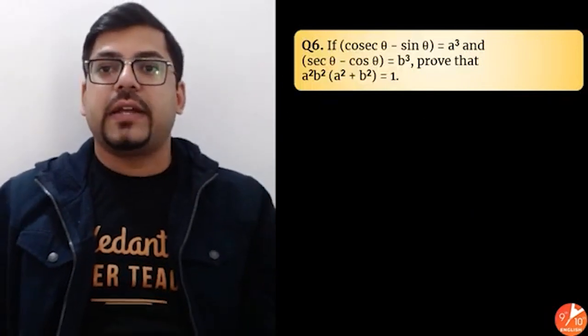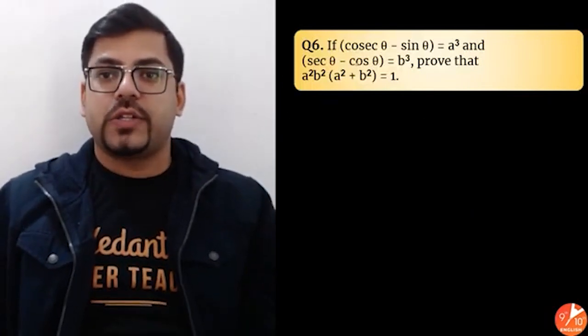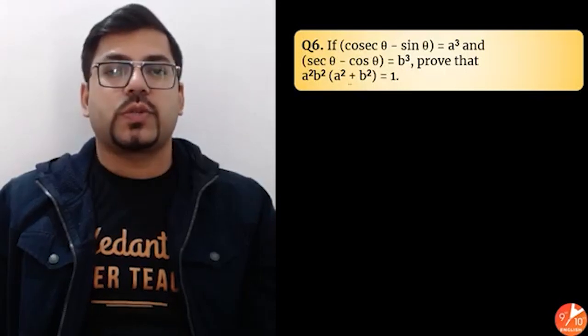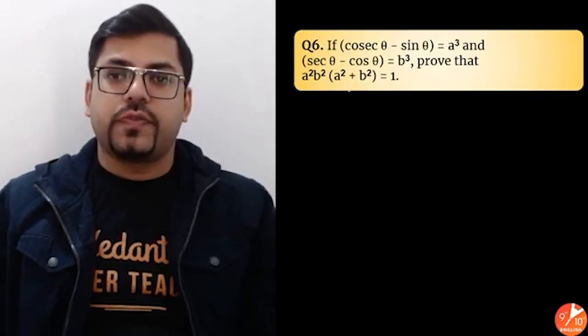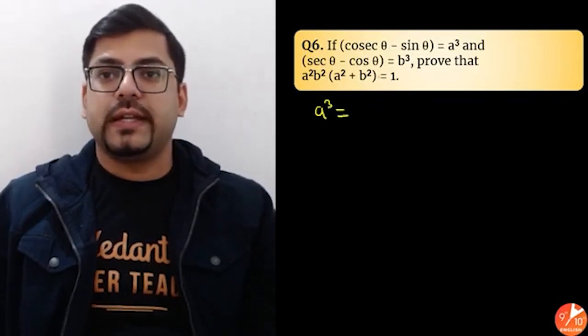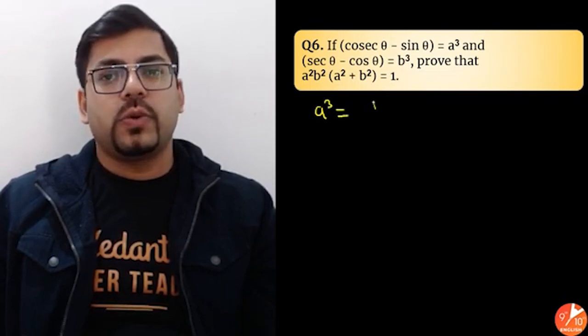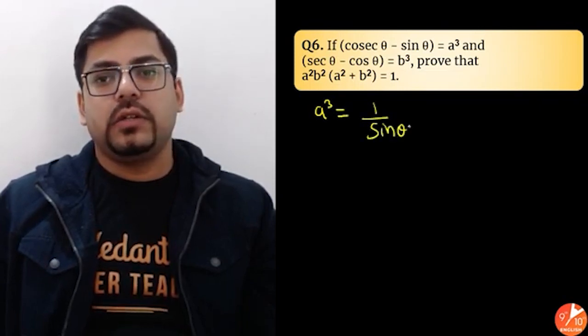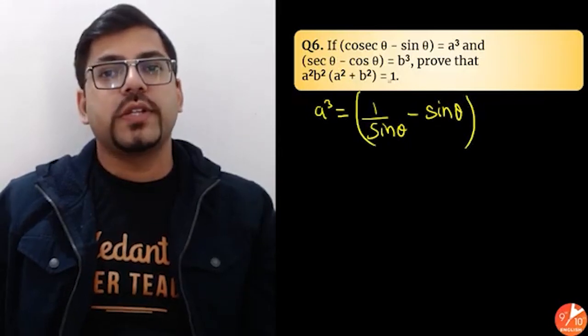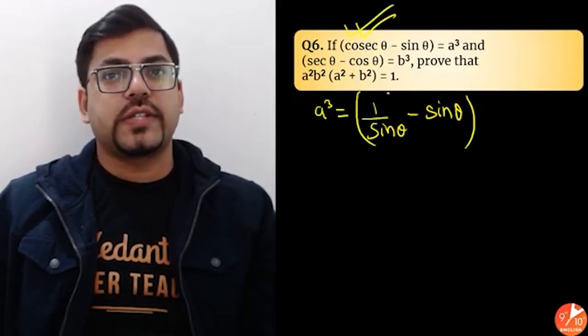If cosec theta minus sin theta equals a cube and sec theta minus cos theta equals b cube, then we have to find a square b square into a square plus b square. Okay. So first of all, let's talk about a cube. So a cube is cosec theta minus sin theta. Can I write cosec theta as 1 by sin theta? And this minus sin theta, let it be like this. Now why did I do this? Because I know that there is no formula for cosec minus sin.